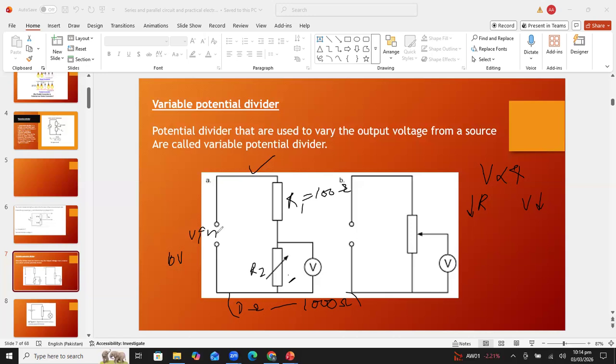So now what I'm doing, I'm setting the R2 value at minimum resistance. If R2 value is minimum, it means that it will have less voltage across this resistor. So voltmeter reading will be minimum as well. So it means very less voltage. For example, if this is a 10-volt battery, hardly 1 volt will appear across this voltmeter and the remaining 9 volt will drop across R1.